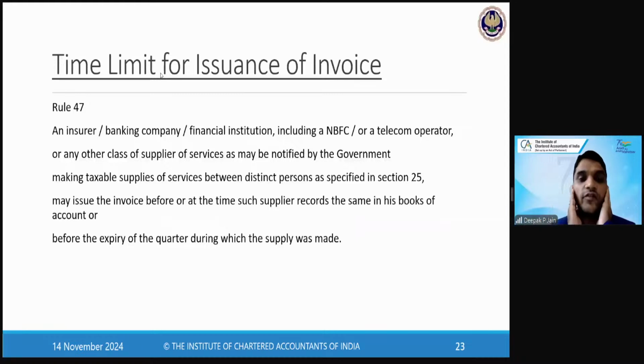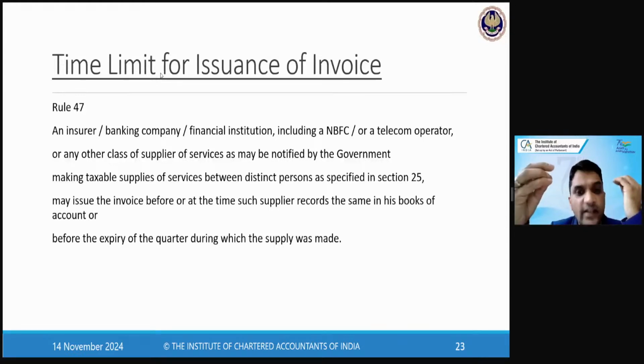Now rule 47. Rule 47 says that any insurance company, a banking company, or financial institutions, including a NBFC or a telecom operator, or any other class of supplier making taxable supply of services between distinct persons as specified in section 25, may issue the invoice before or at the time such supplier records the books of accounts or before the expiry of the quarter during which the supply was made.